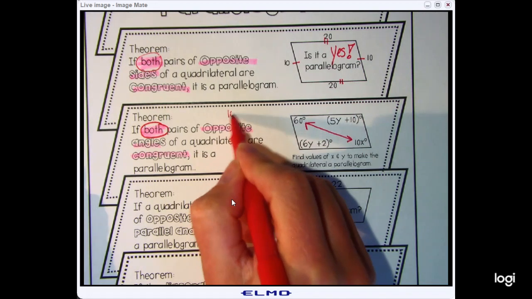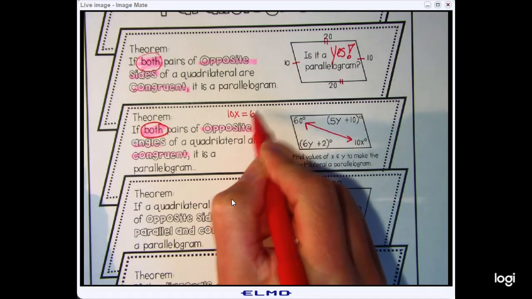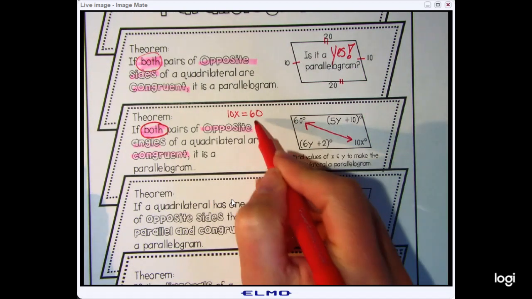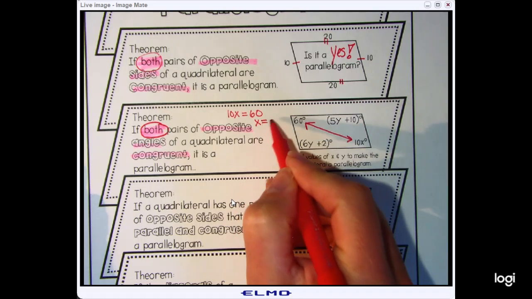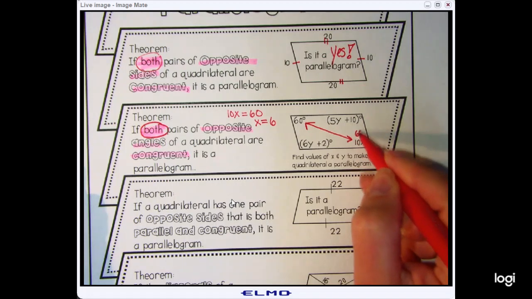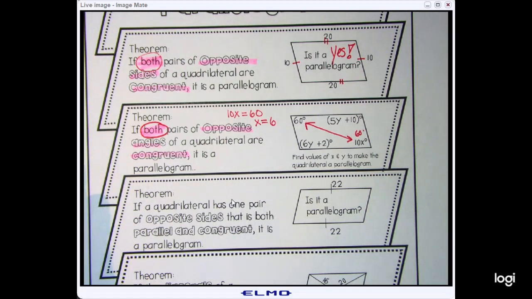So I can say 10x equals 60. Therefore, x would have to be 6. If x is 6, I would get a 60-degree angle here. All right, x is 6.